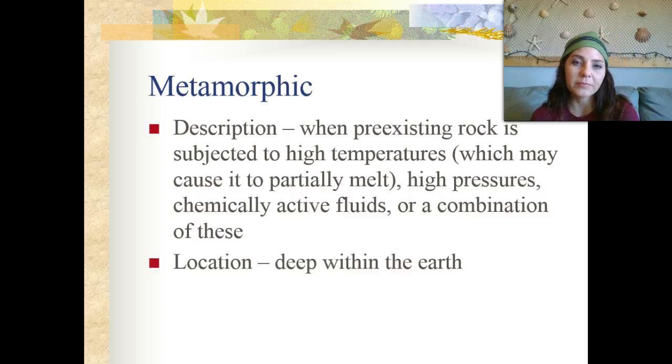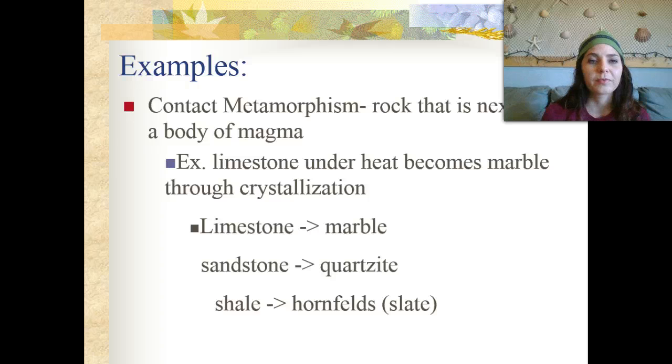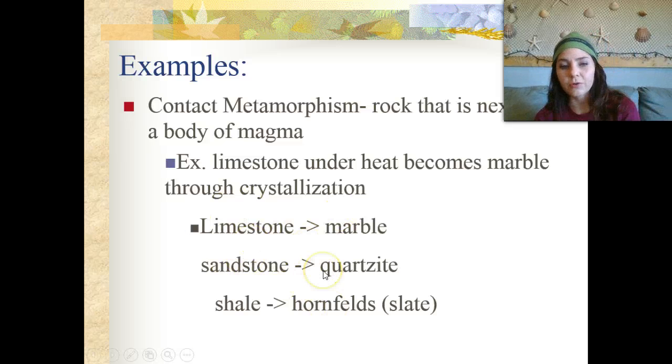And moving along to metamorphic, this is when pre-existing rock is subjected to very, very high temperatures, which can cause it to partially melt, and then very, very high pressures, chemically active fluids, or a combination of all of these. The location where this occurs is typically deep within the earth. So examples, you can have a contact metamorphism. This is when a rock is next to a body of magma. For example, limestone under heat becomes marble through crystallization. So limestone can be turned into marble, sandstone can be turned into quartzite, and shale can be turned into hornfels or slate. And that's if it's very close to magma, which is going to give it that heat.